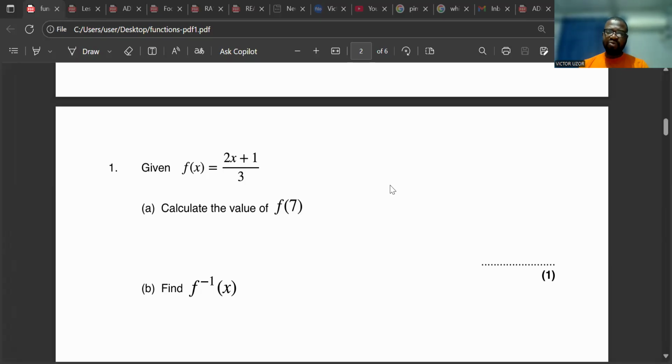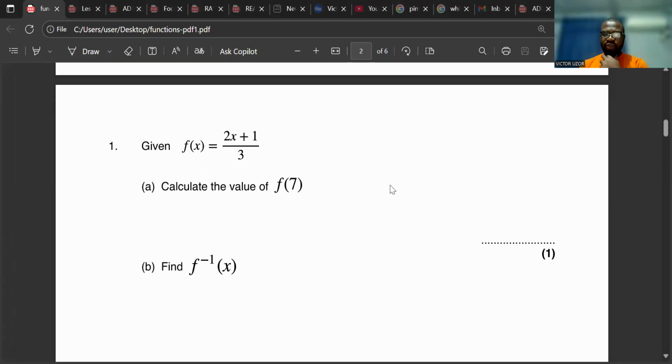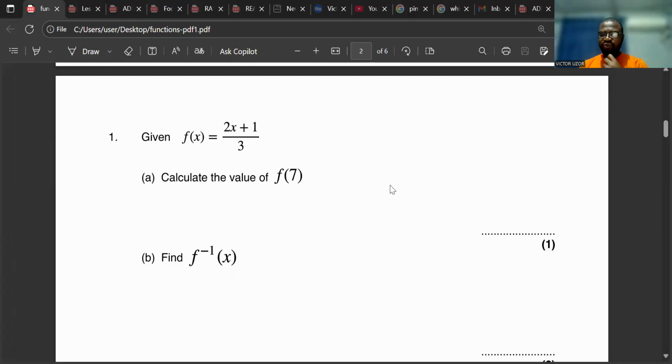So today we are going to be solving basic questions of function. We are going to solve a few questions. The first question they are giving is find f of 7. All you need to do is put 7 in the equation given to you.